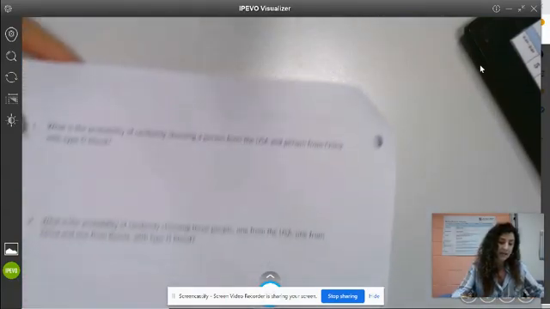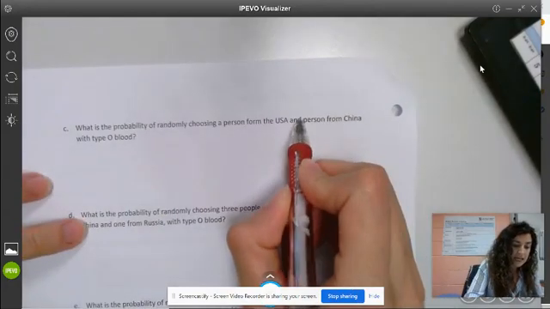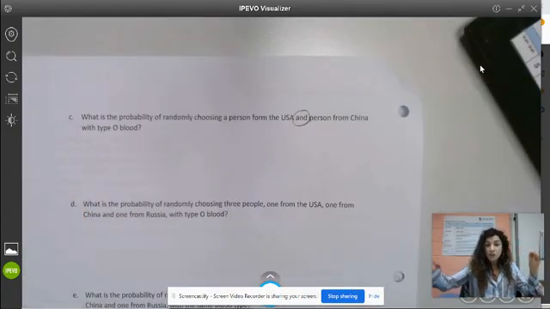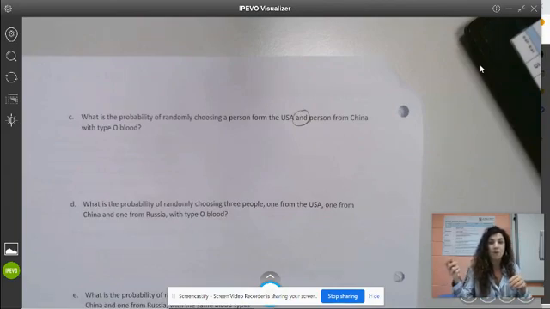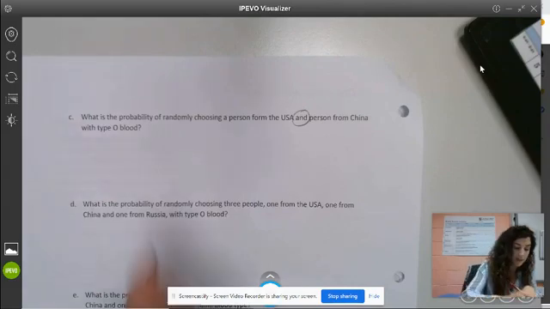What is the probability of randomly choosing a person from the USA and a person from China with type O blood? And here is where you need to be careful of "and." We chose somebody from the US and we chose somebody from China. What are the probabilities that both of them have type O blood? It's not like, hey, we picked somebody, what's the probability of them being from US or from China with type O blood? It's, hey, we picked one person from US and one person from China. What's the probability that they both have O blood?